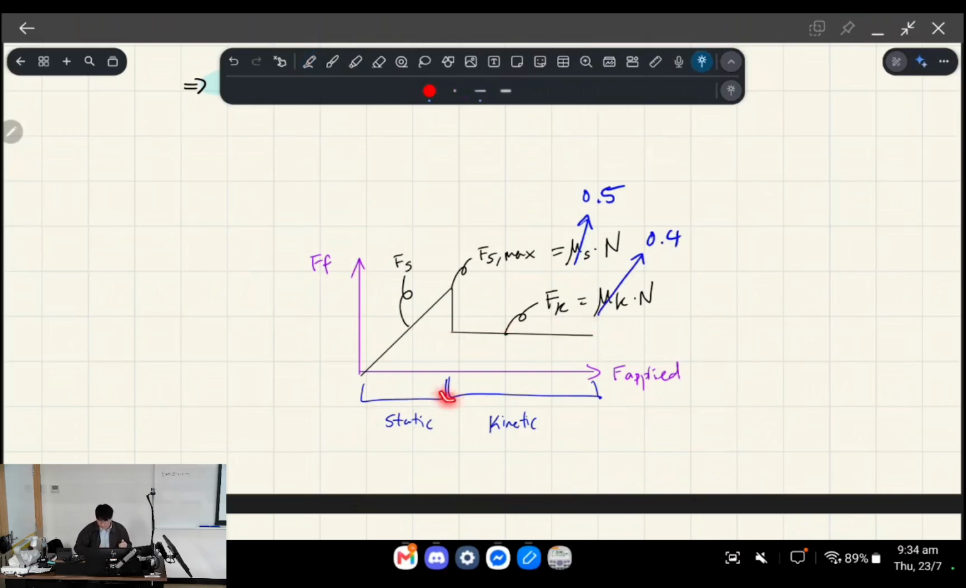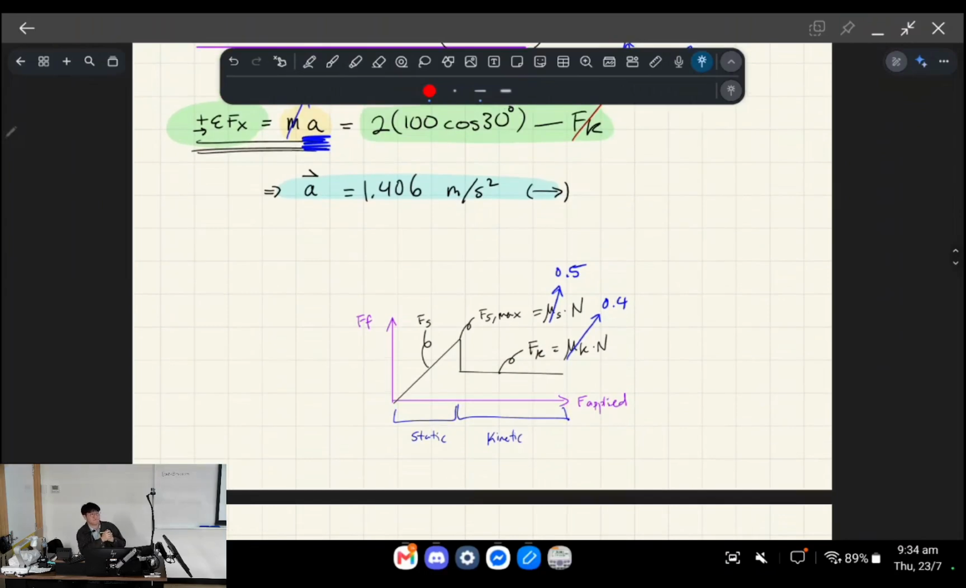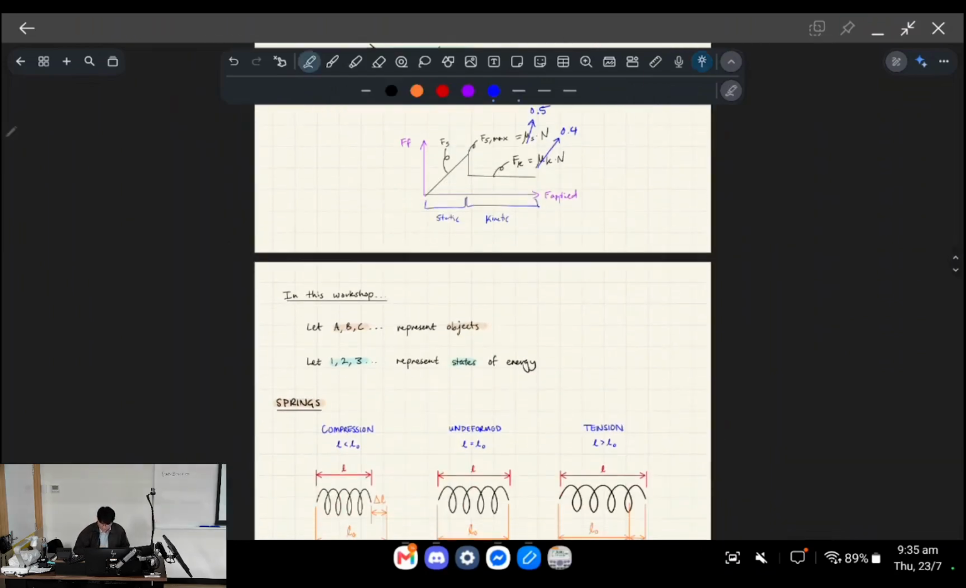So now when the system is moving, kinetic friction is a flat number that constantly opposes the direction of motion, as long as the box is moving, right? So this is a force that is always opposing the direction of motion. Does that make sense? Does anyone have any questions about that? So that's friction, that's pulleys, and that's Newton's second law.